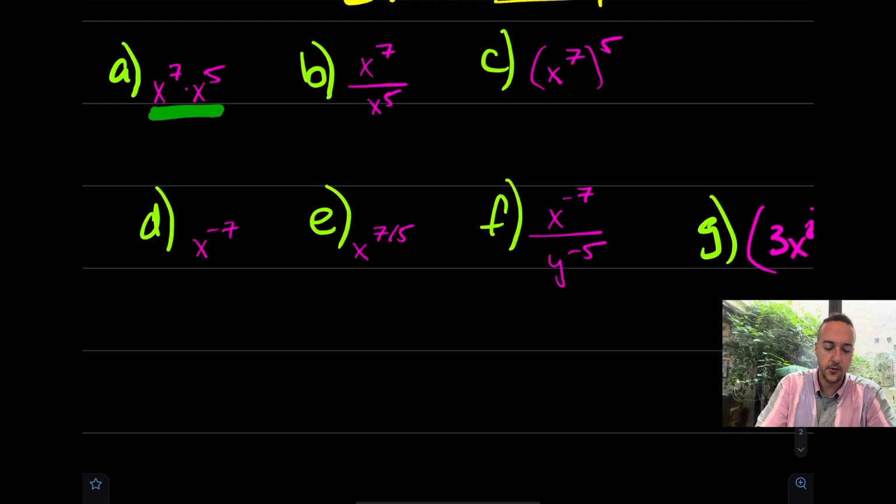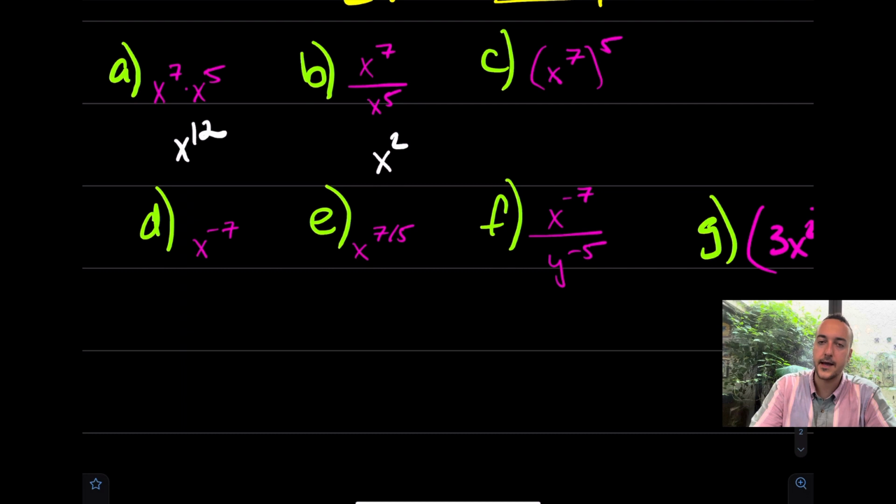Remember that x to the 7th times x to the 5th: through multiplication, what do we do? We add. Really, it's going to become x to the 12th. Through division, what do we do? Through division, you subtract. It's x to the 2nd. Power of a power, x to the 7th to the 5th, what do we do? We multiply, it's x to the 35th.